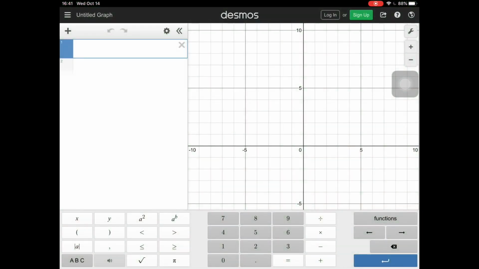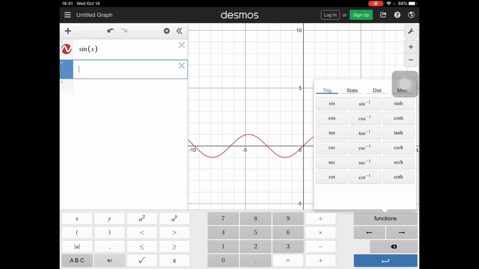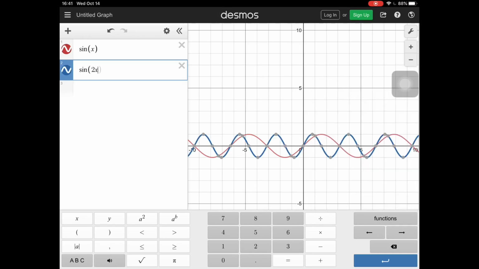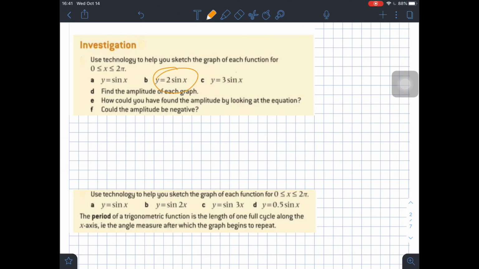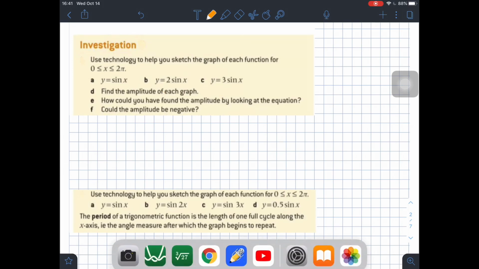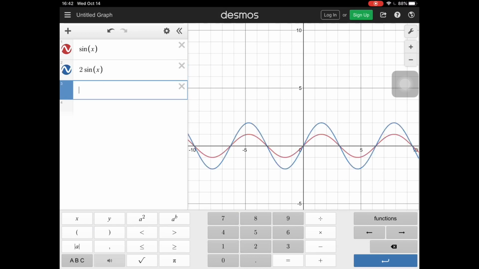and we're going to graph. The first function was sine of x, so this is sine of x. Then we have the second function, which said sine of 2x, sorry, not sine of 2x, 2 sine of x, it said. Let me see. Yes, 2 sine of x and 3 sine of x. So we're going to go back. We should write here 2 sine of x. And finally, 3 sine of x.